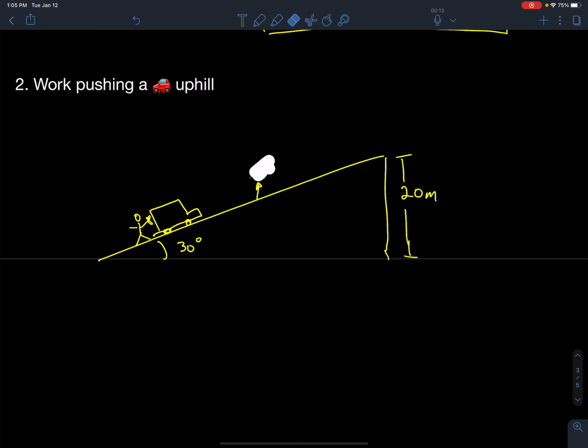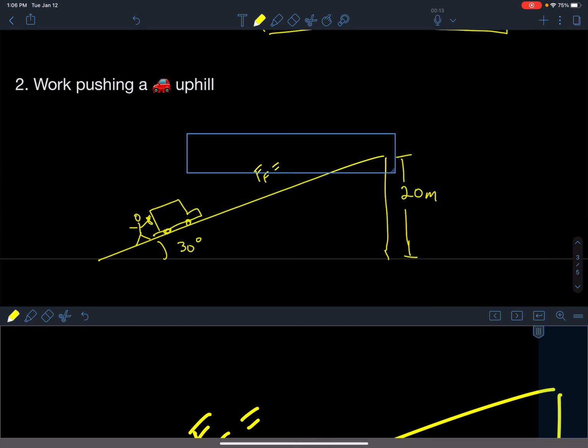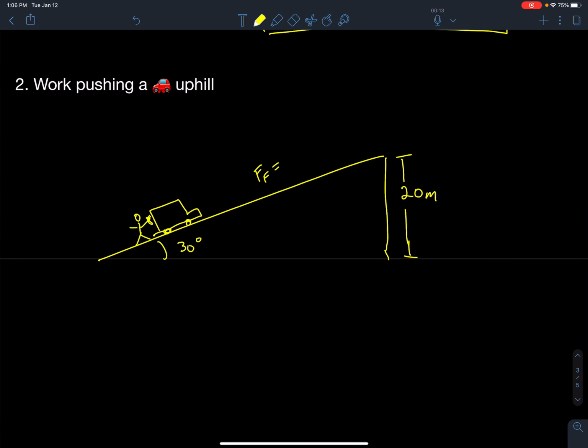Actually, I'll save that for grade 11. There's no friction. Or better yet, there is friction, but I'm not going to make you calculate it. I'll just say the force of friction is constant and is 500 newtons. Let's say it's 500 newtons.